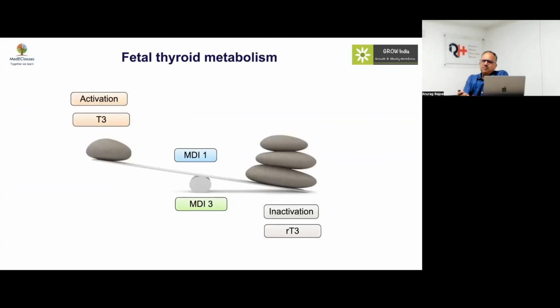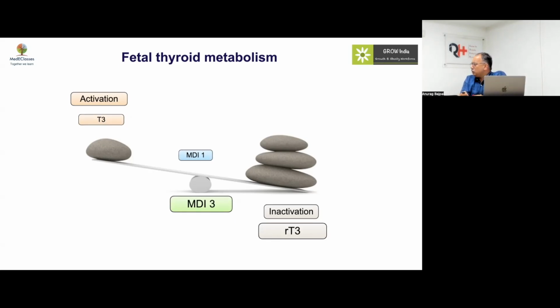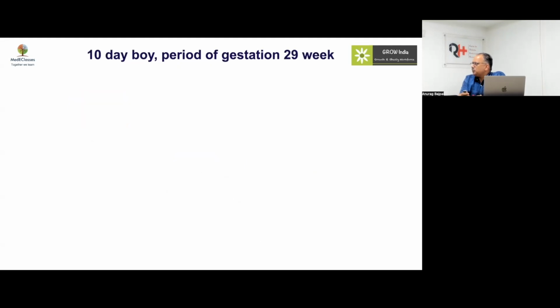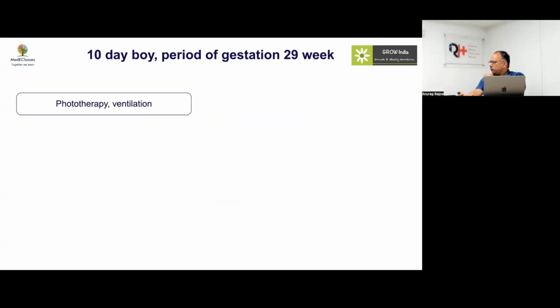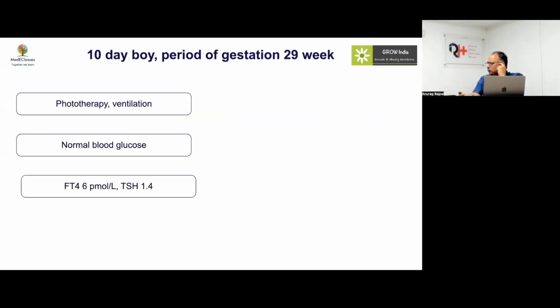And the classical example we know is a fetal state, which is basically an inherent hypothyroid state. So in the fetus, you have got a greater exposure as far as DIO3 activity is concerned, more of reverse T3, and T3 levels are on the lower side in that regard. So a 10-day-old boy, period of gestation is around 28 weeks, has been admitted, is on phototherapy and ventilation, blood sugar is normal, you have a low level of FT4 and a TSH is normal. So this is central hypothyroidism.